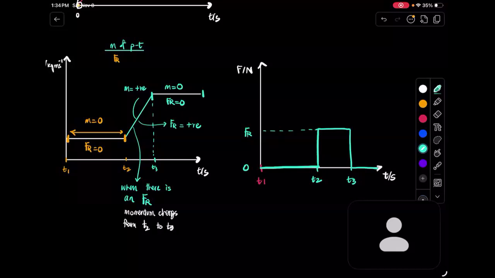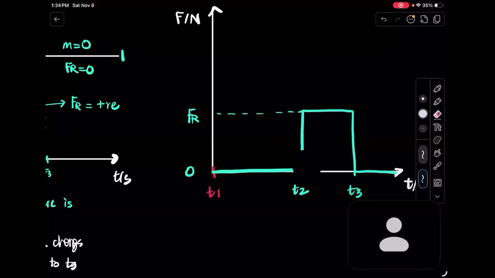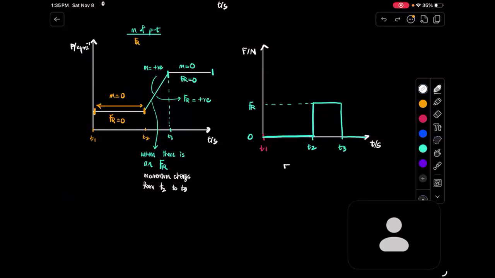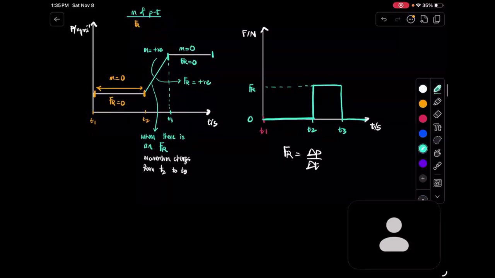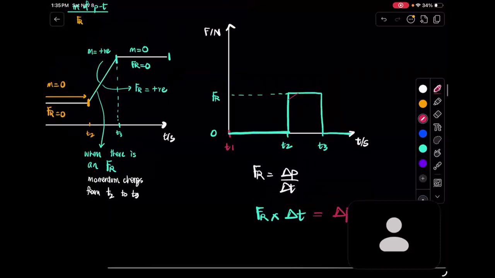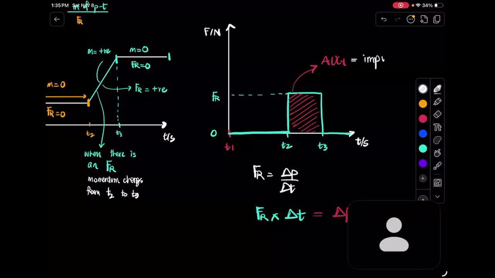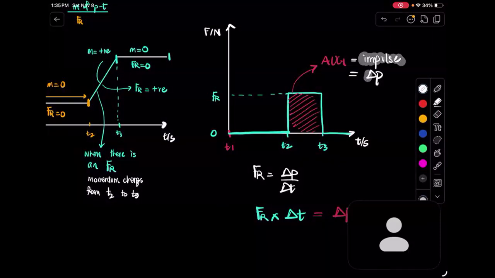Now, another really important piece of information: these two graphs are going to tell you absolutely everything about the motion of something. Now, if FR is equal to delta P over delta T, doesn't that mean if you were to multiply FR into delta T, it's going to give you delta P? So the area under the graph is equal to impulse. And what is impulse? That's just change in momentum. Remember that. Impulse is change in momentum.